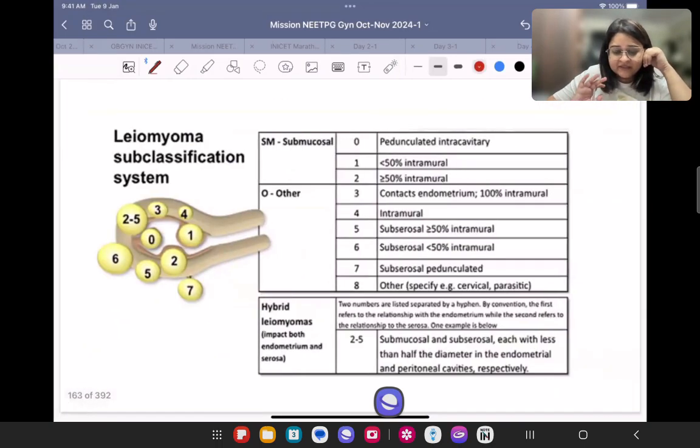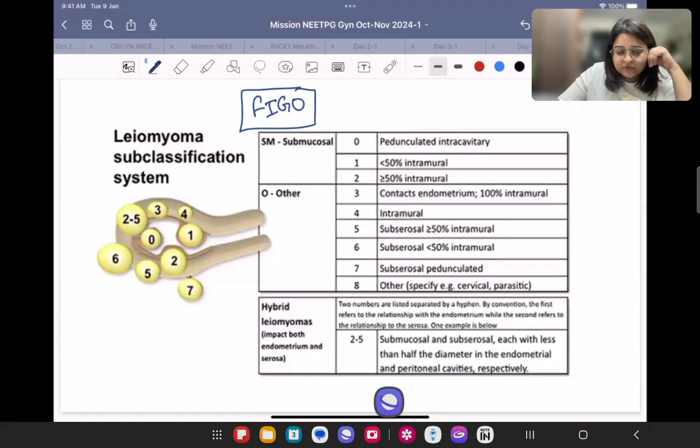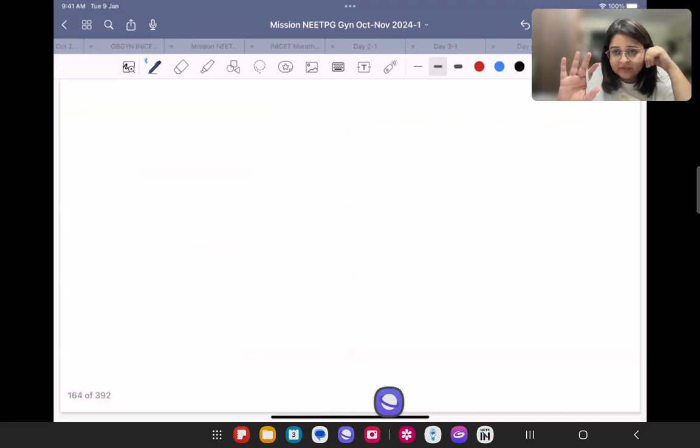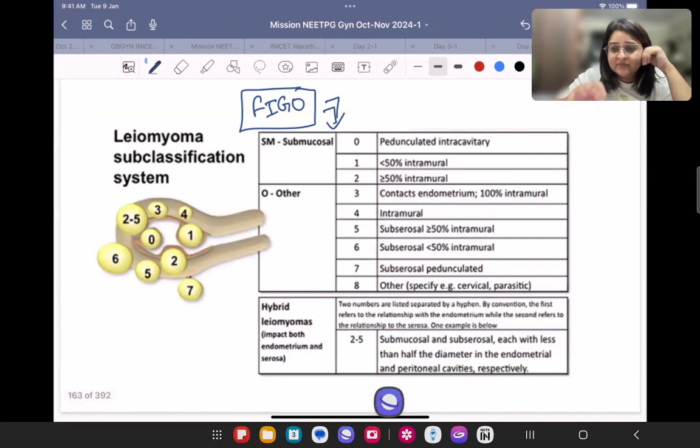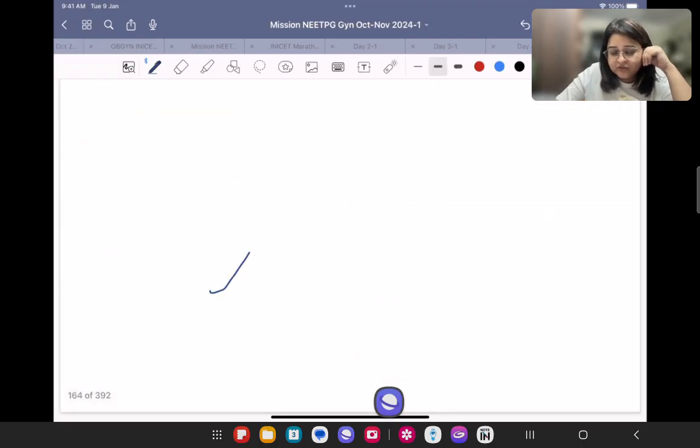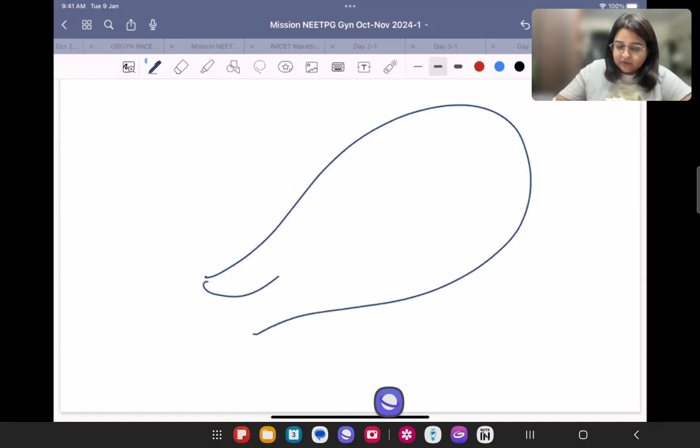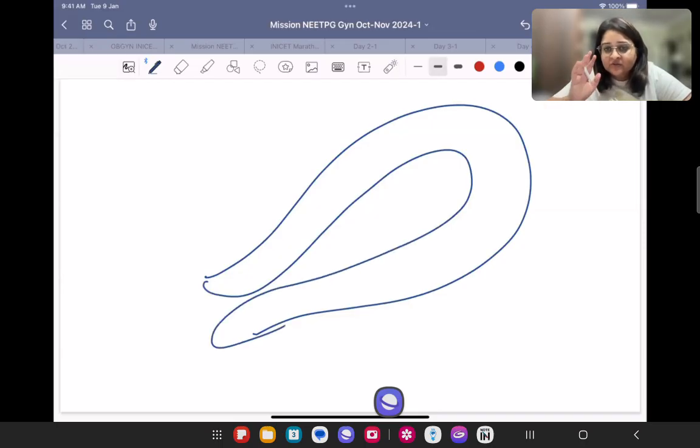But to complicate things a bit further, FIGO is the Federation of International Gynecologists and Obstetricians. Let's complicate it a little, okay? But I want you to take a plain paper if you're writing, or if you're on your iPads, just take a plain page and do the classification with me. It hasn't been asked so far, but I feel it is very probable that it can be asked. So just draw the uterus with me and do the classification with me. You will understand this without having to mug it up. Okay, so let's draw the uterus and start the classification.